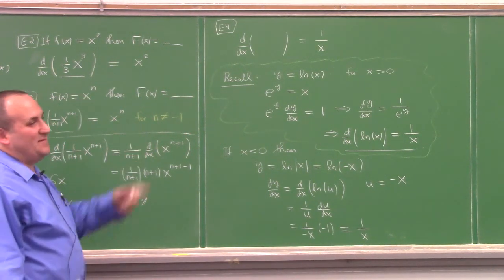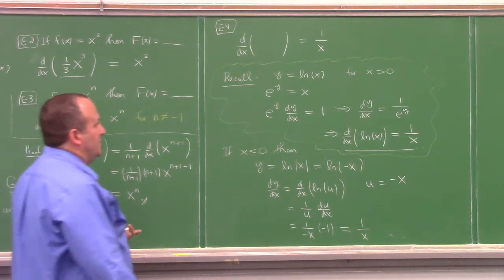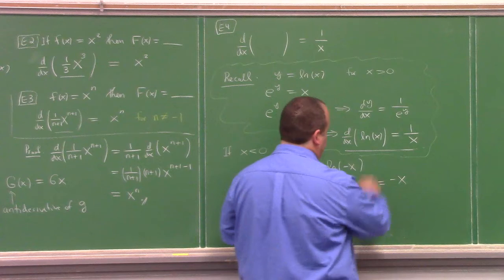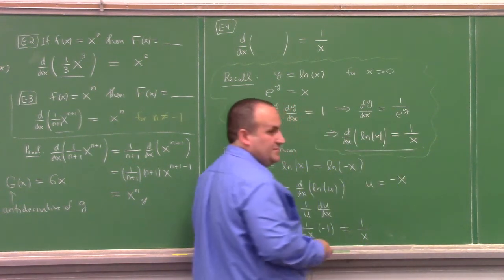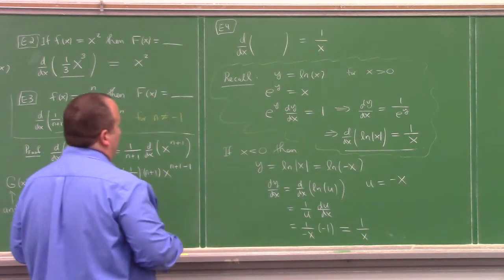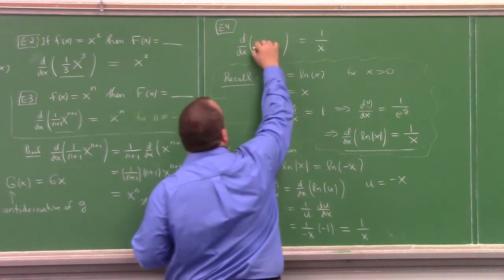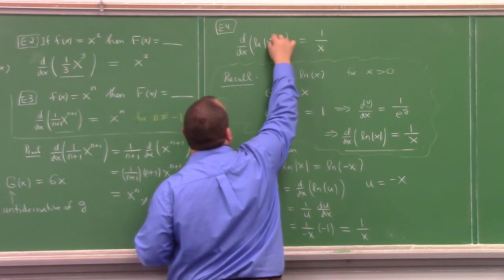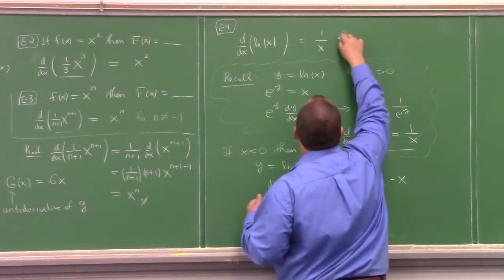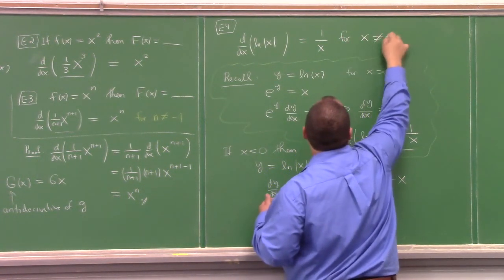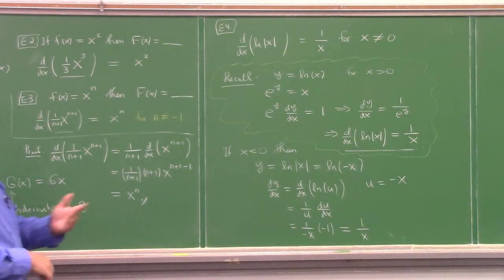But anyway, in that green bubble, notice that x for x positive, right? So what we really have shown here, if you want to, is that the derivative of the natural log of the absolute value of x is equal to 1 over x. So example 4, the best answer we can give here really is the derivative of the natural log of the absolute value of x is equal to 1 over x for x not equal to 0. So this observation is true whether x is positive or negative.